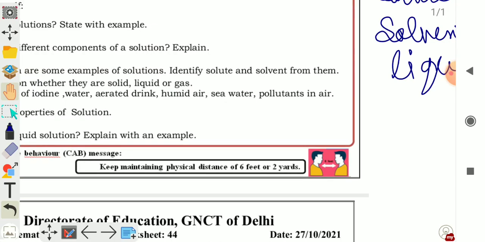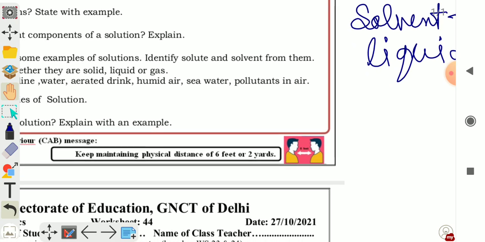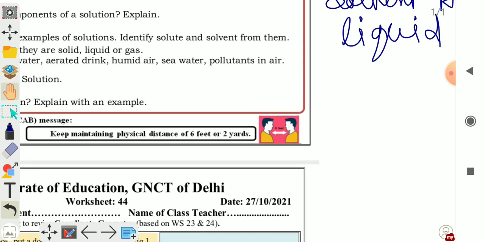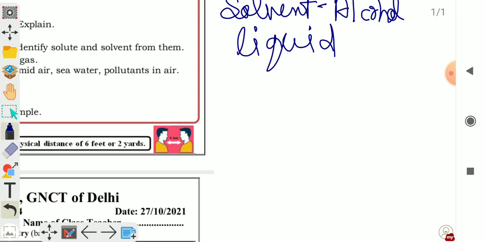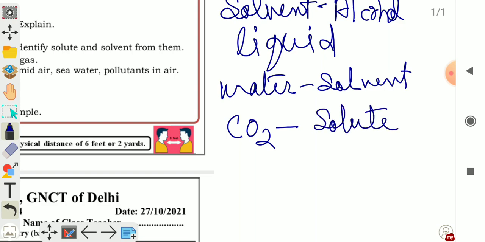Third one is water. Water is a solution. Aerated water is a solution in which different impurities are dissolved. So this solution is liquid. Aerated drinks is the solution in which water is a solvent and carbon dioxide gas, or some other flavors or color, are solute, and this is liquid form.